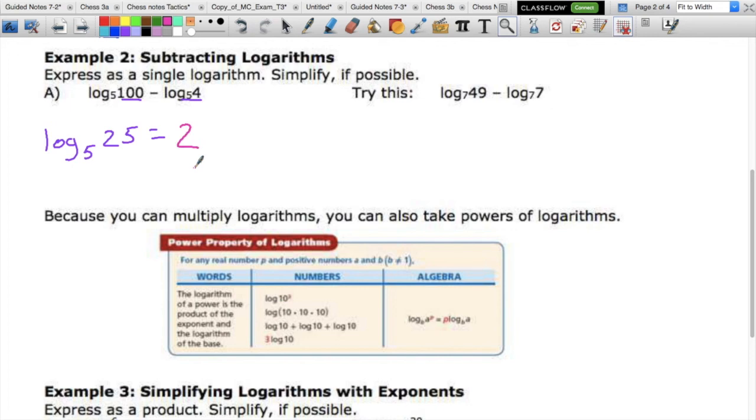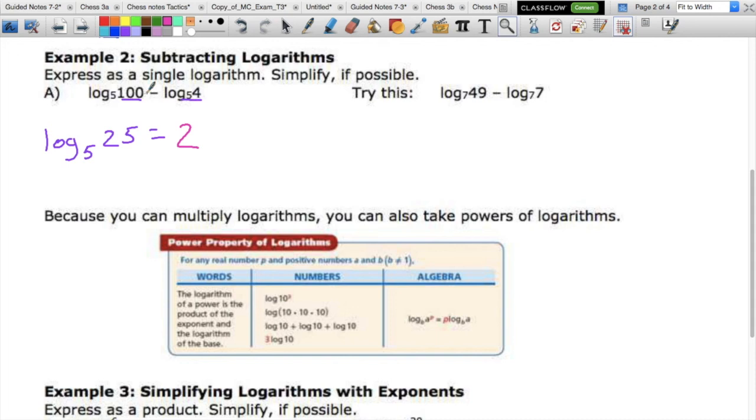And once again, I will say, 5 to what power is 100? Not sure. 5 to what power is 4? Really don't know. But in this case, 5 to what power is 25? 2, that's easy. So sometimes condensing these logs is going to make your life a lot easier to figure out the answer. Wait, how did you get, so we can divide the 100 and the 4. What you're taking the log of can be divided when your logs are being subtracted.